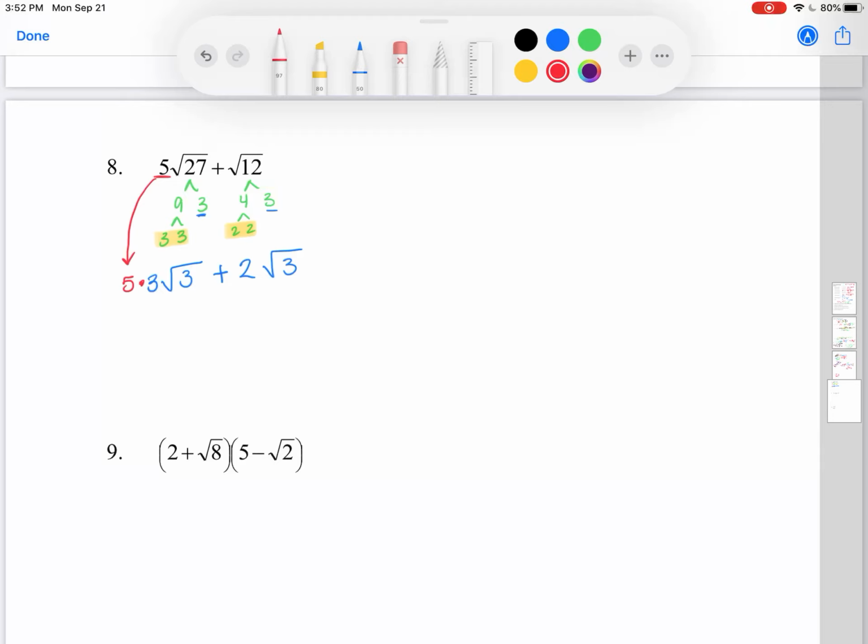All right, but I can't forget about this original 5. That original 5 has to come back, and we're going to multiply. So whatever you end up taking out, you have to multiply with whatever coefficient was there to begin with. So 5 times 3 gives me 15 square root of 3. And then I'm going to keep adding 2 square root of 3 as well. Now these match.